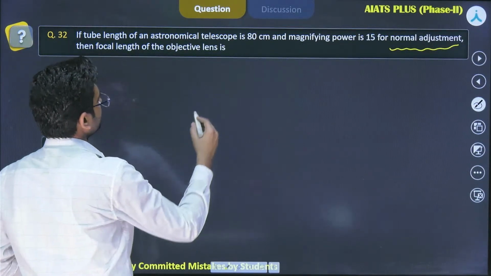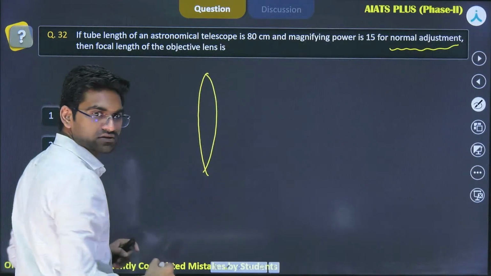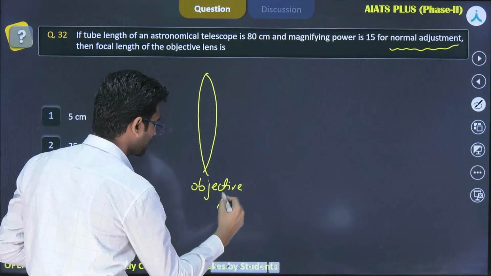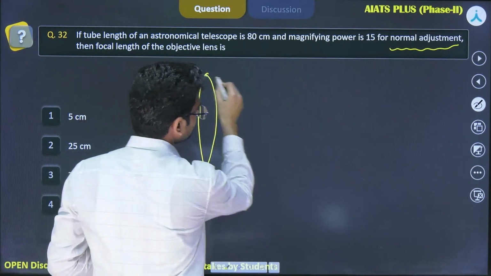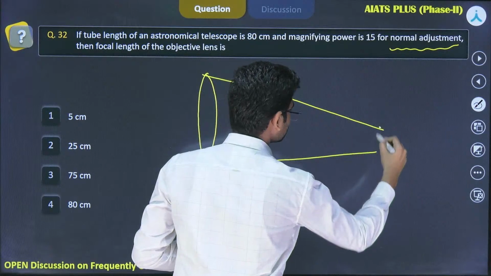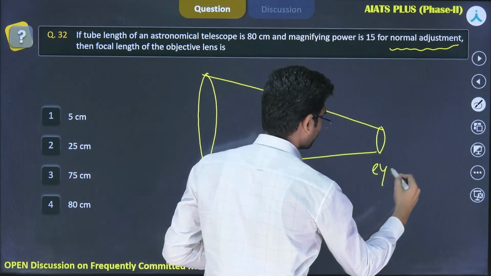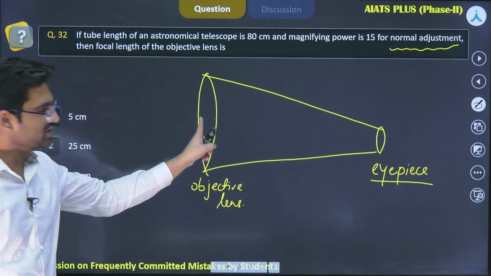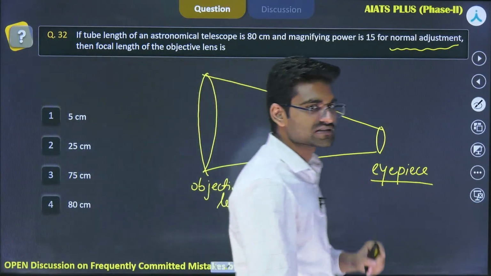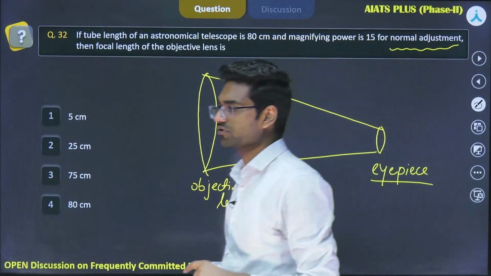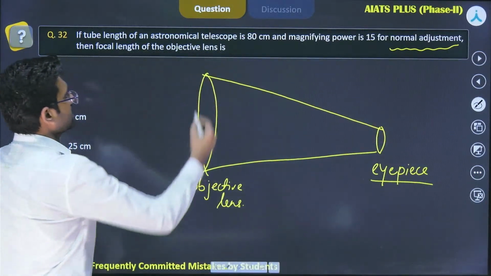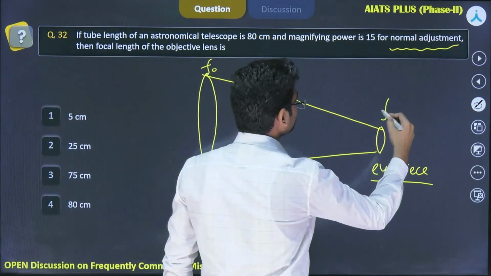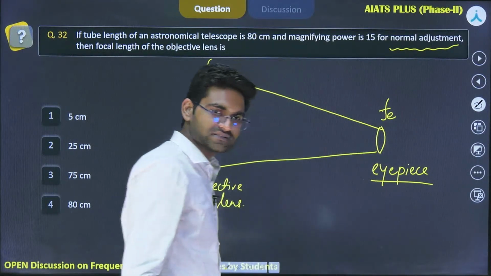An astronomical telescope has this objective lens, and this eyepiece. The aperture of the objective lens is quite large with respect to the eyepiece in case of an astronomical telescope. The focal length of this objective lens is f0, and the focal length of this eyepiece is given as fe.